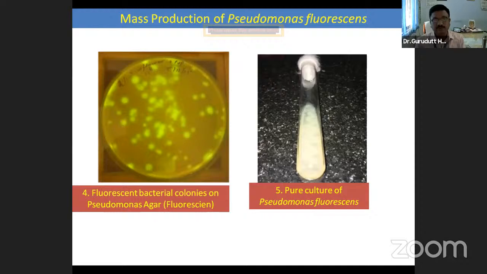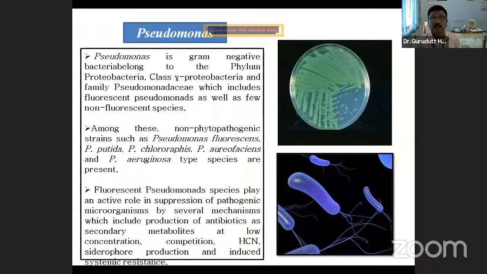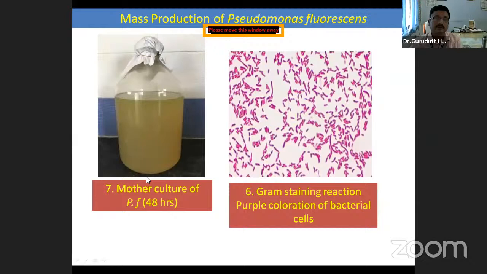We can see the pure culture of the Pseudomonas fluorescens, fluorescent colonies. We all know that Pseudomonas is a gram negative bacteria. This is the pure culture here, and this is the shape of the Pseudomonas. In our laboratory we are using Pseudomonas specific media, just like molasses for Trichoderma, for preparation of this mother culture. After gram staining we can see the bacterial cells like this.